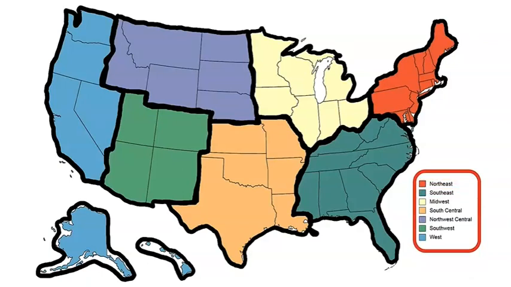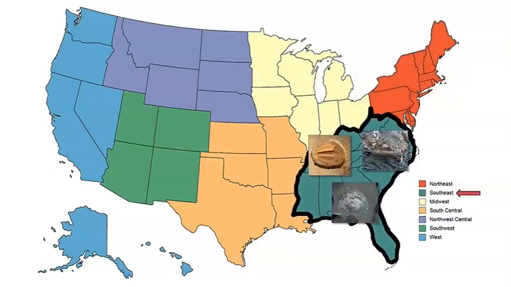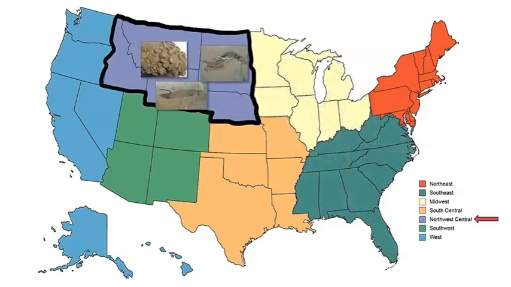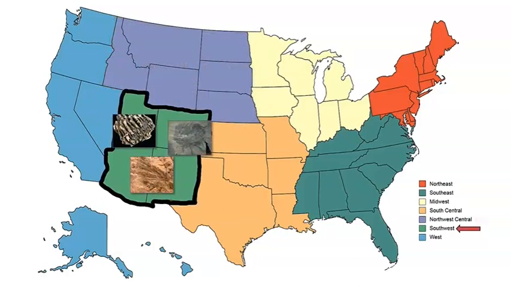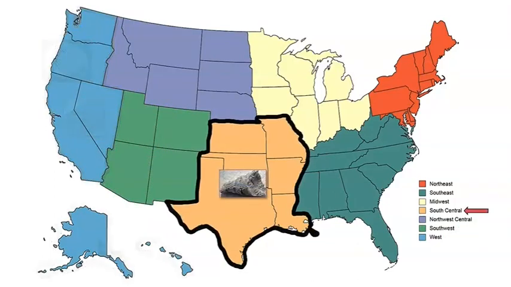Hey, did you know that you can find different fossils in different regions of the United States? And those fossils can reveal information about the past. Let's take a look at some of the different fossils found in the different regions. These are some of the fossils that paleontologists have found in the Northeast region. And these are some that they found in the Southeast. Paleontologists have discovered these fossils in the Midwest region, these in the Northwest Central region, these in the Southwest region, and these in the West, which leaves us with just one region, the South Central region.